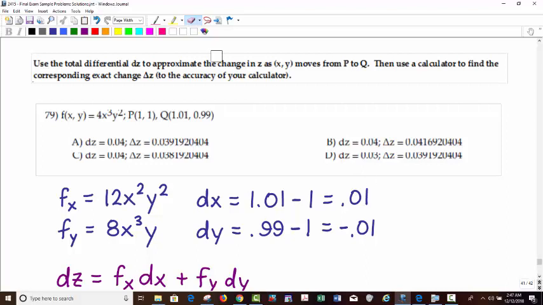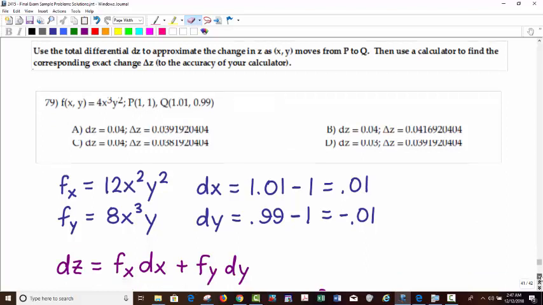So to find this, there's two things we want, delta z and dz. Delta z, and it's easy to use your calculator for this, delta z literally is taking the function value at this second point, from P to Q, so it's second point minus first point. So all you do is literally plug in 1.01 and 0.99 for x and y, minus plug in 1 and 1 for x and y, and you subtract.